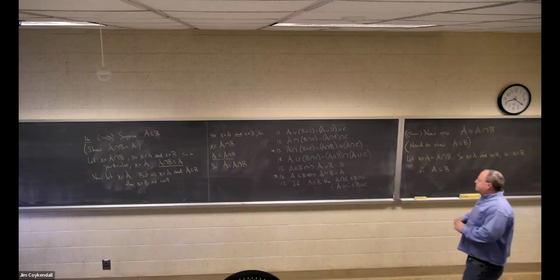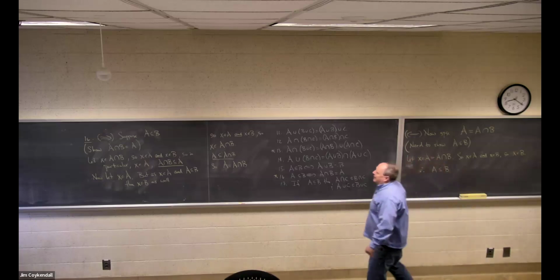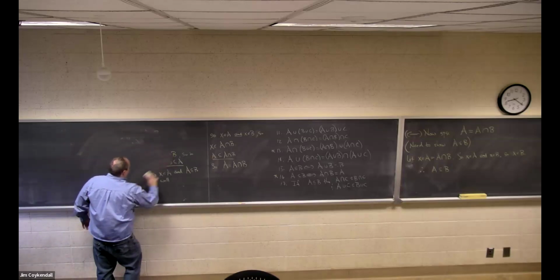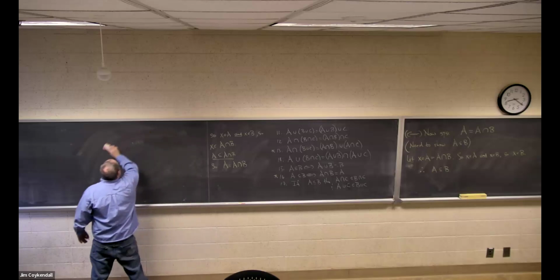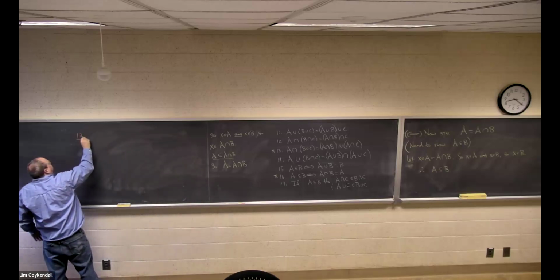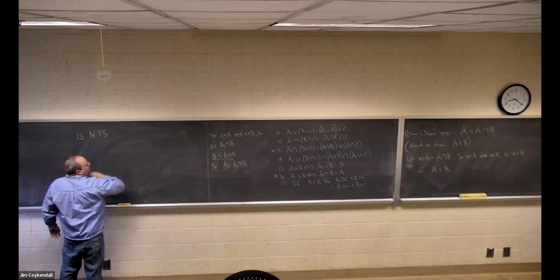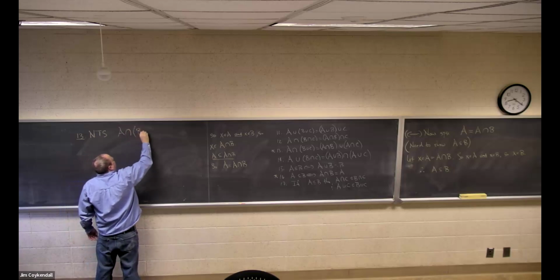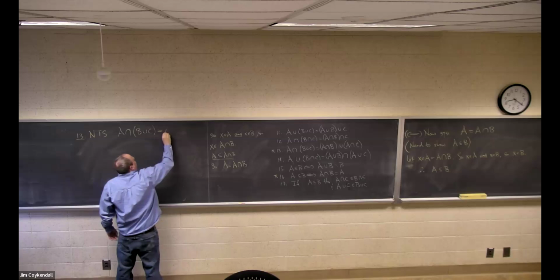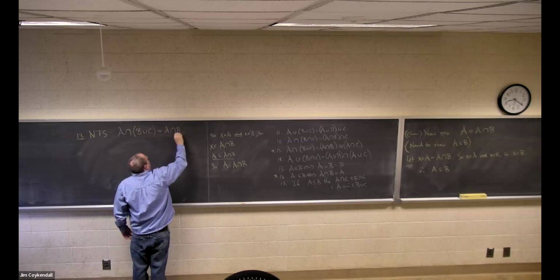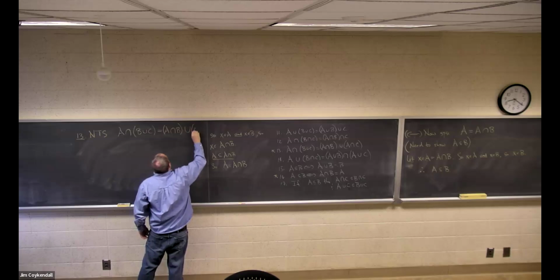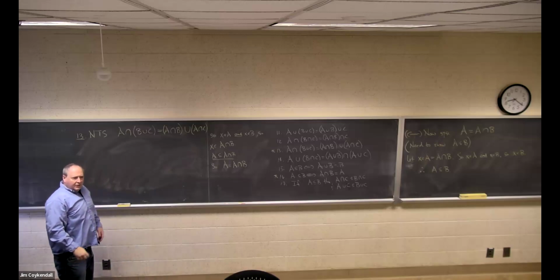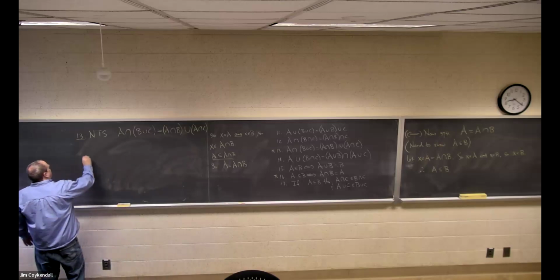Let's do 16. I'm sorry, let's do 30. So 13, we want to show two sets are equal. Need to show that A intersect B union C is equal to A intersect B union A intersect C. So this is a double containment thing, right?